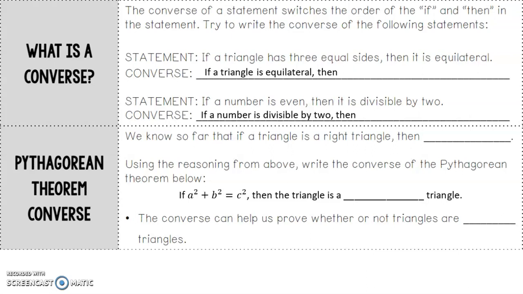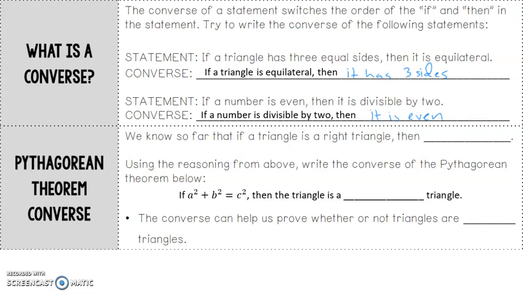So for example, if we said if a triangle has 3 equal sides, it's equilateral, the converse says if a triangle is equilateral, then it has 3 equal sides. So we're just flipping those if-then statements. If a number is even, it's divisible by 2. If a number is divisible by 2, then it is even, right? So that's what a converse is. It's just flipping that statement.